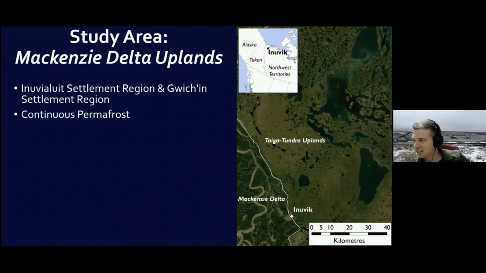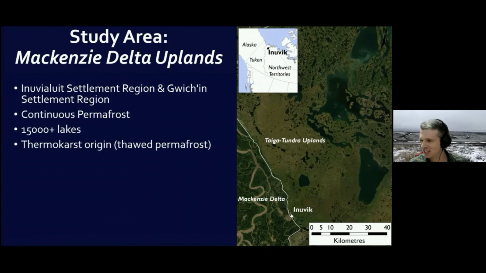It's underlain by continuous permafrost, so anywhere where you don't see a lake, the ground has got permafrost under it, and of course an active layer above that permafrost, which thaws in the summer and refreezes again in the winter. There's about 15,000 lakes in this region, most of which were formed through thermokarst processes thousands of years ago. So permafrost with lots of ice in it thawed and created depressions, and lakes formed in those depressions.